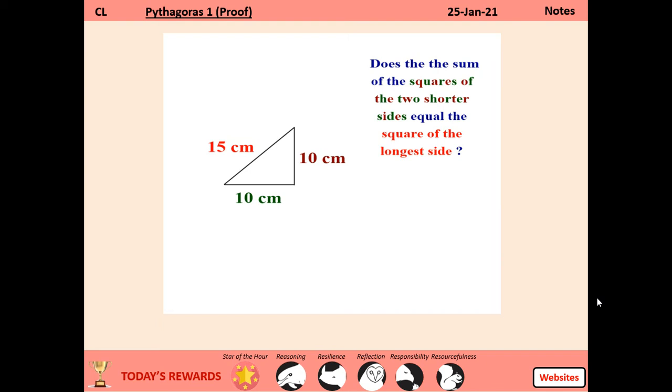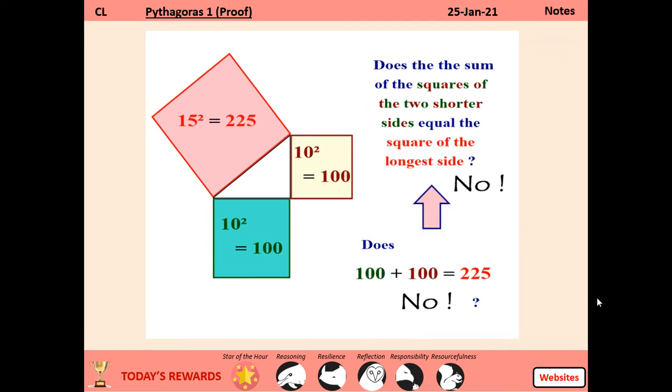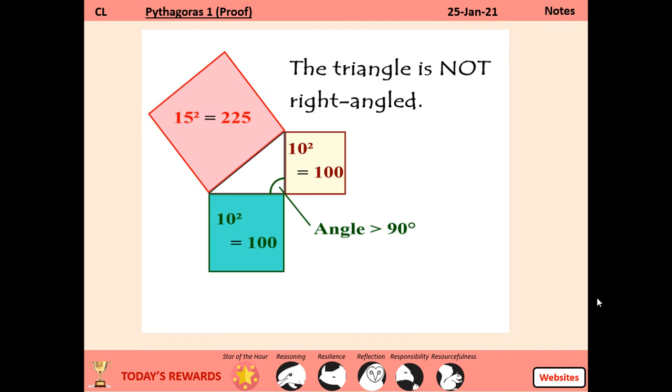Okay, so let's work it out. 10 squared is 100, and another 10 squared is 100. Does 100 plus 100 give me 15 squared, which is 225? Does 100 plus 100 equal 225? No, it doesn't. Therefore, what does that tell me? This triangle is not a right angle triangle.